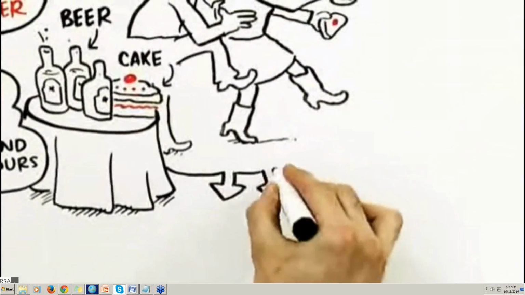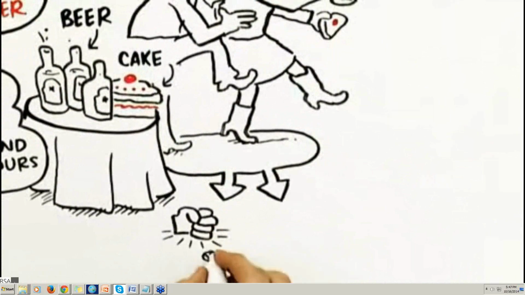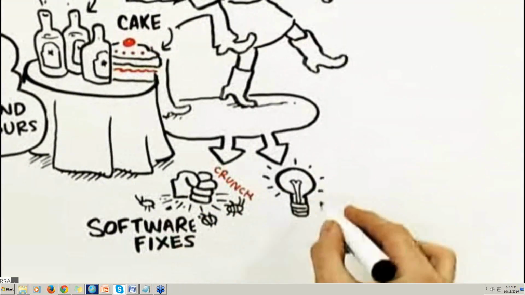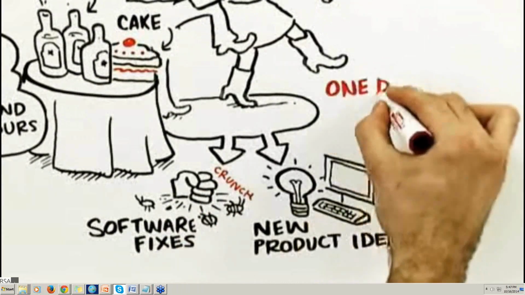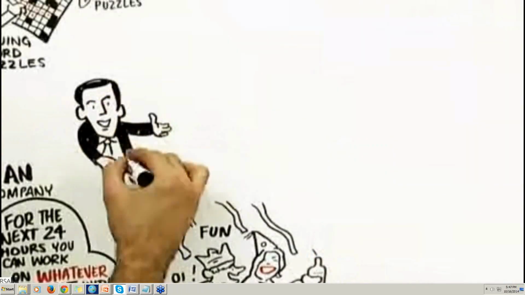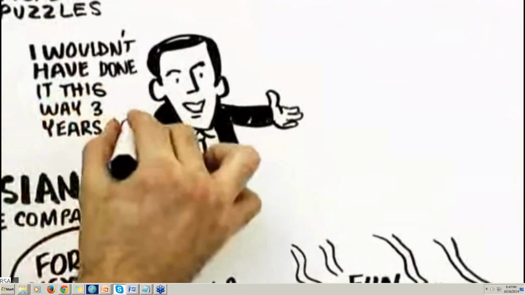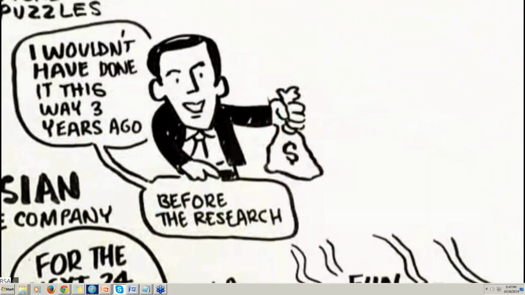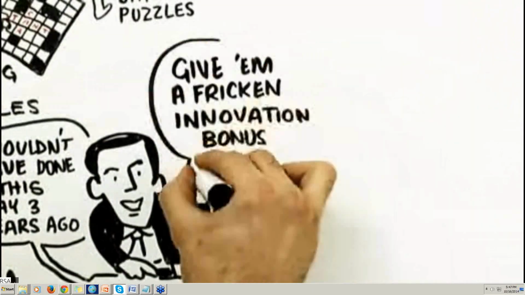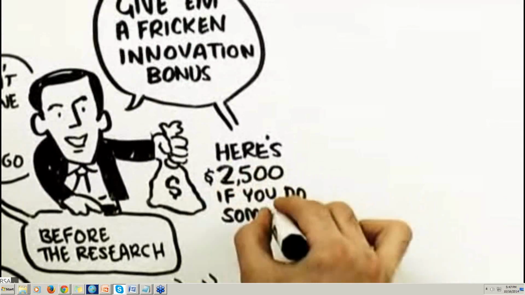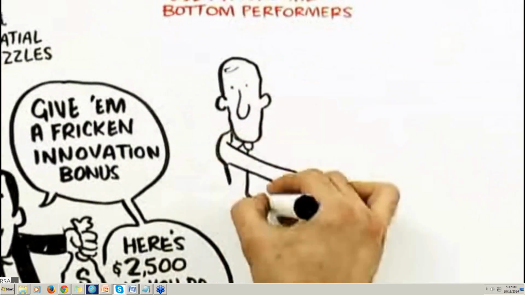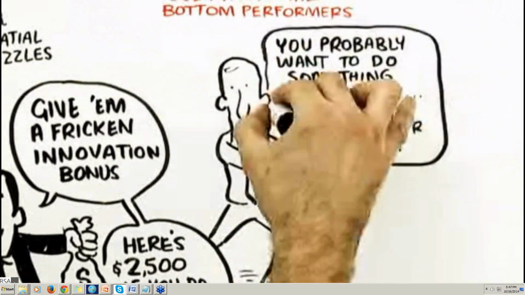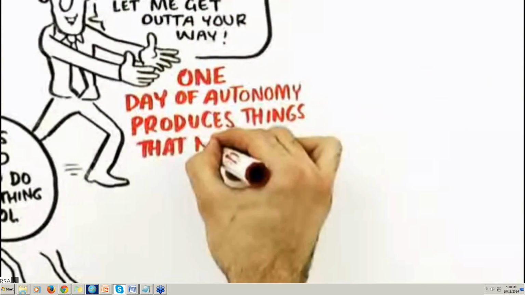It turns out that that one day of pure, undiluted autonomy has led to a whole array of fixes for existing software, a whole array of ideas for new products that otherwise would never emerge. One day. Now, this is not an if-then incentive. This is not the sort of thing that I would have done 3 years ago before I knew this research. I would have said, you want people to be creative and innovative? Give them a freaking innovation bonus. If you do something cool, I'll give you $2,500. They're not doing this at all. They're essentially saying, you probably want to do something interesting. Let me just get out of your way. One day of autonomy produces things that never emerge.